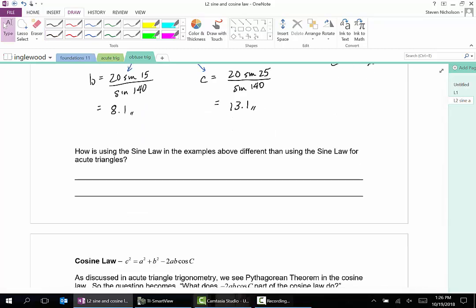So then the question is, well, we're looking at different triangles. This unit, we're looking at obtuse triangles. How is using the sine law in the examples above different than using sine law for acute triangles? And what you should notice is there is no difference. It's exactly the same procedure, no problems at all. So that's really nice.